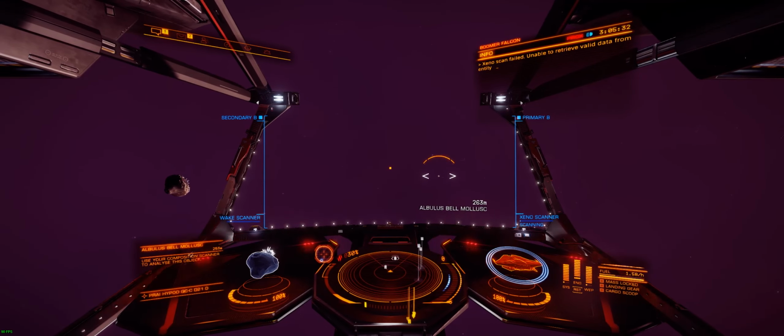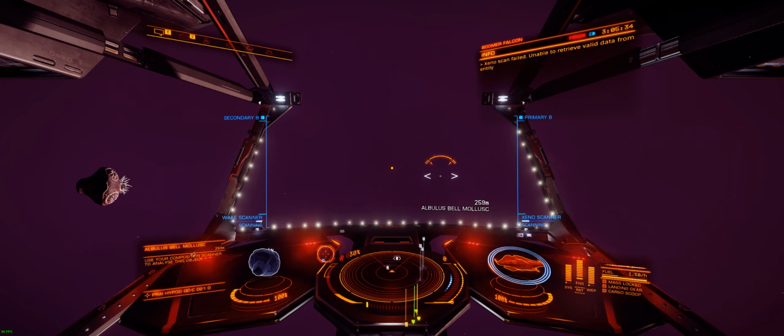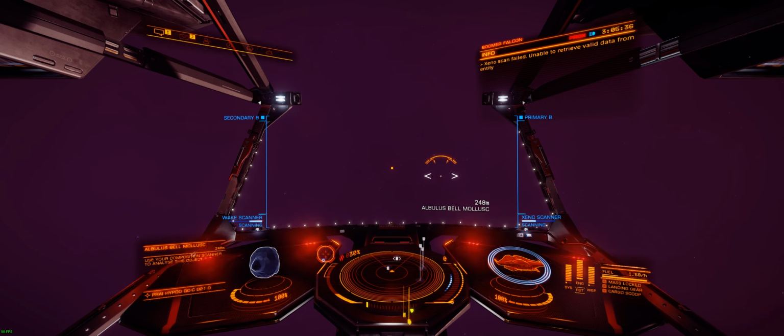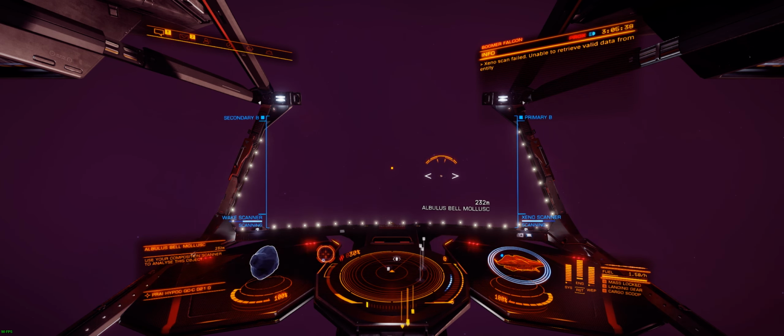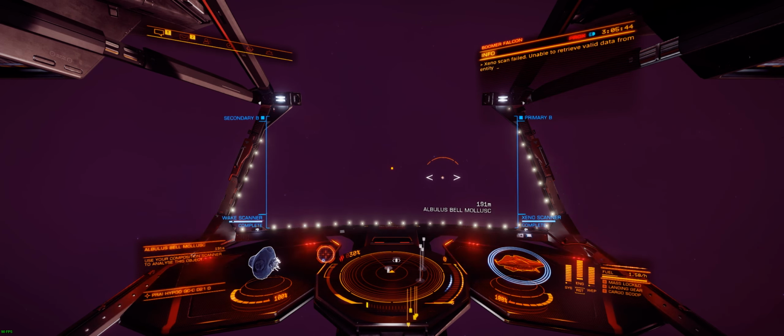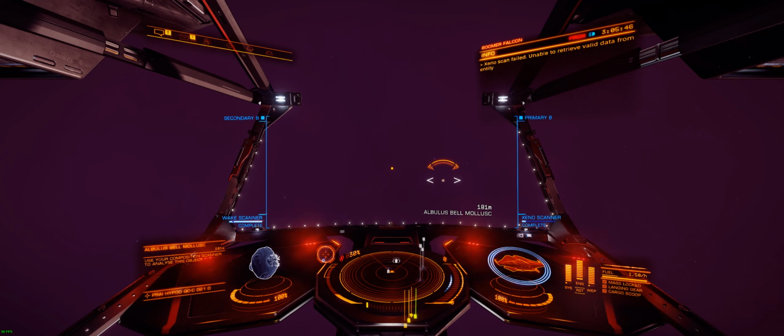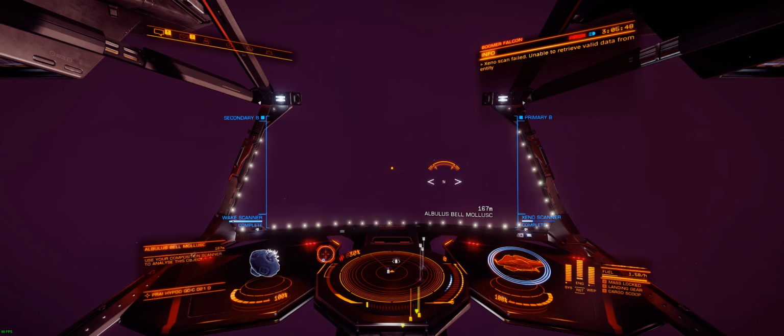I was about to high wake out of the system when I noticed these two albulbous bell mollusks near to each other. I decided these two needed to get a little closer. For science.